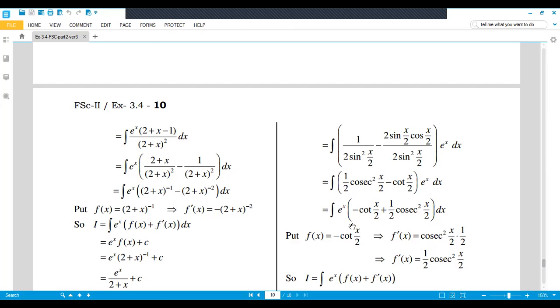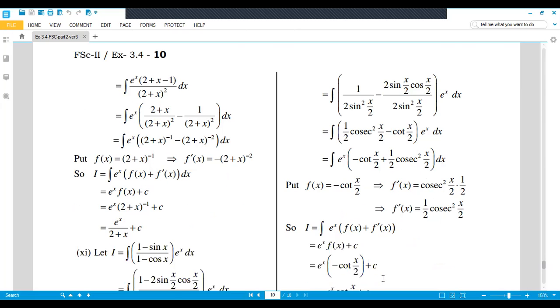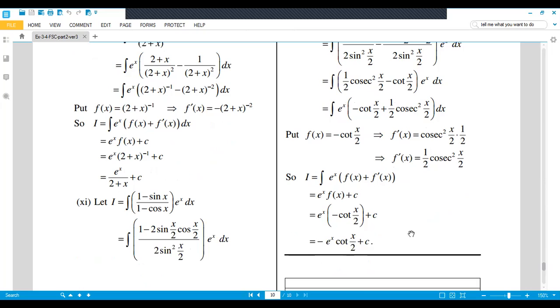So f of x is minus cotangent x over 2. F prime of x: the cotangent derivative is cosecant square x over 2, and further the derivative of the angle is 1 over 2. So here f prime of x is 1 over 2 cosecant square x over 2. So we put the value in this function: in place of minus cotangent x over 2 we put f of x, and in place of half cosecant square x over 2 we put f prime of x. That is equal to e power x f of x plus c. So we put the f of x value here and we get the required answer.